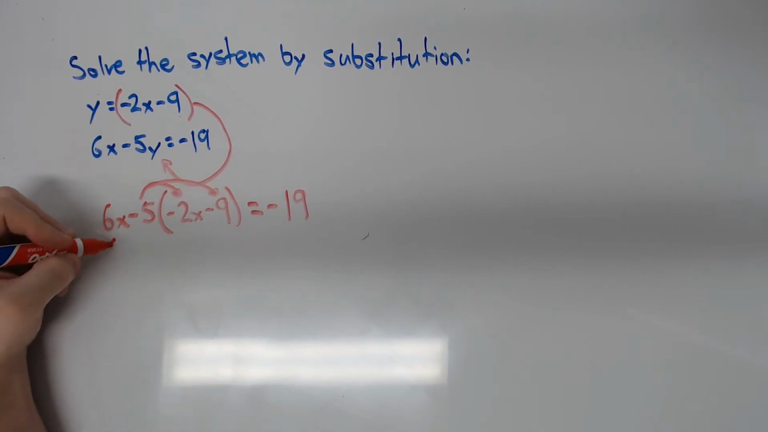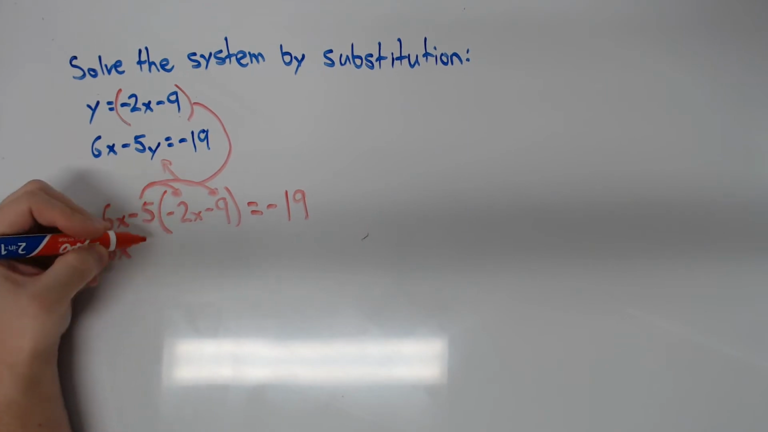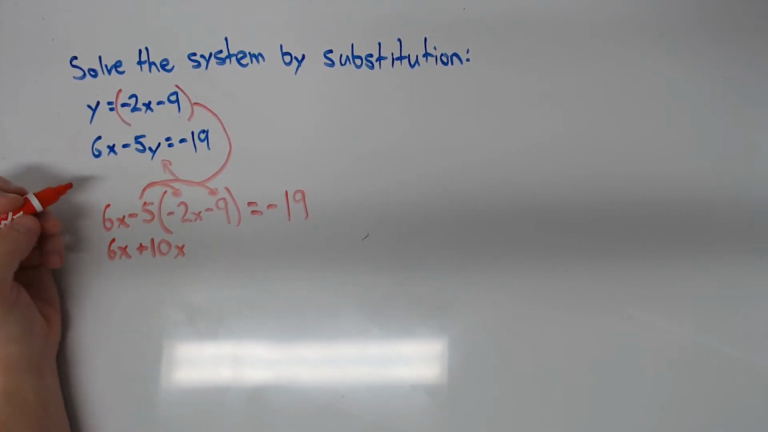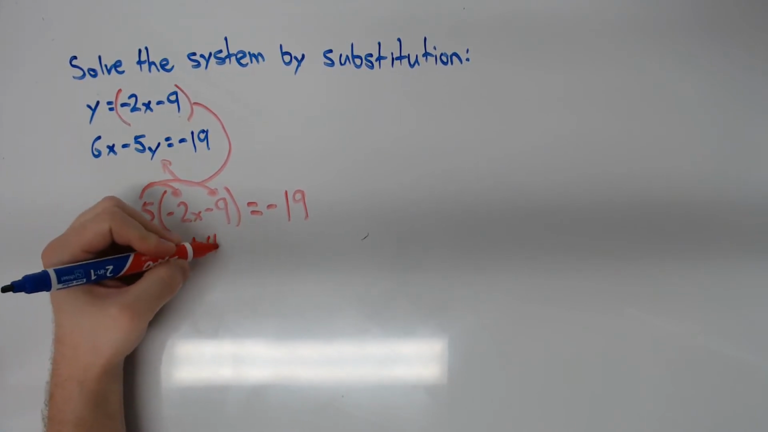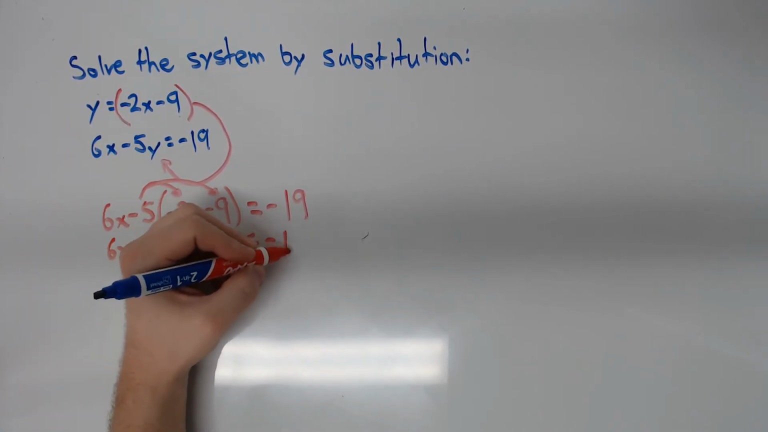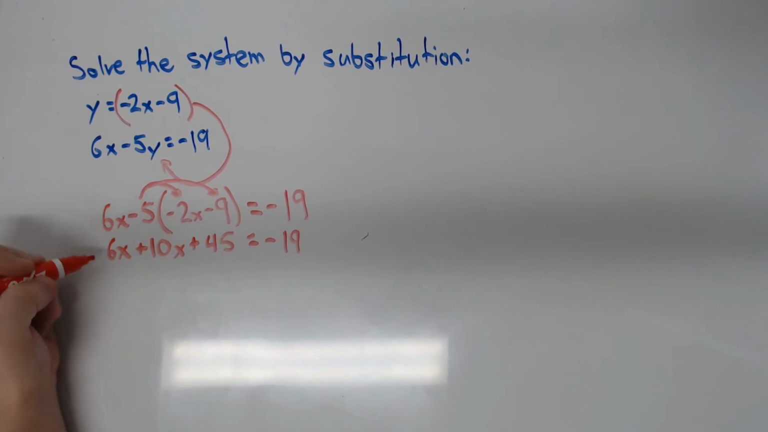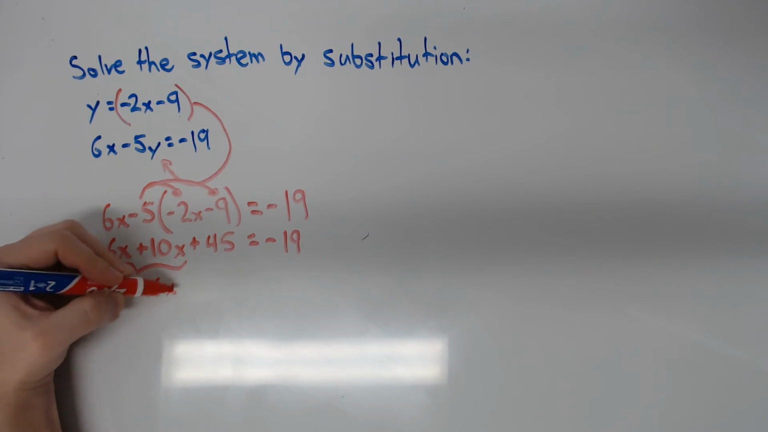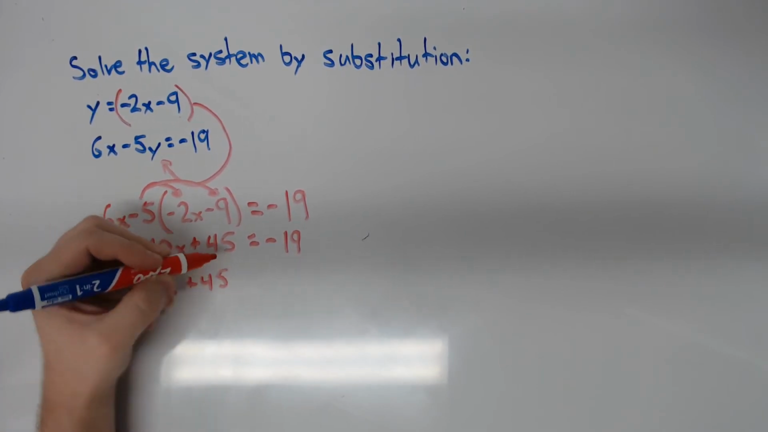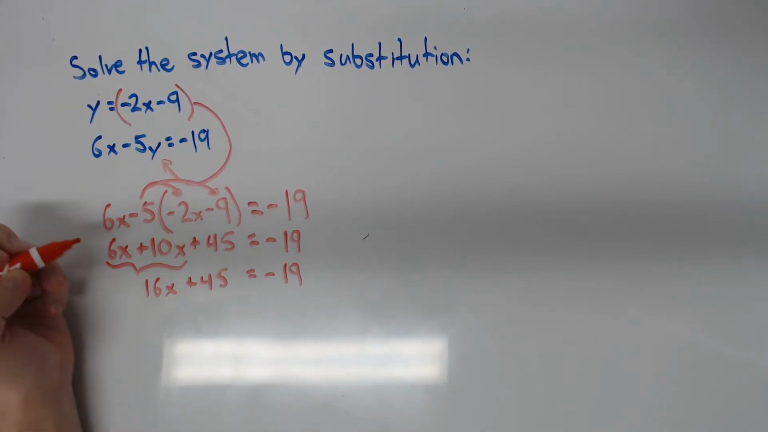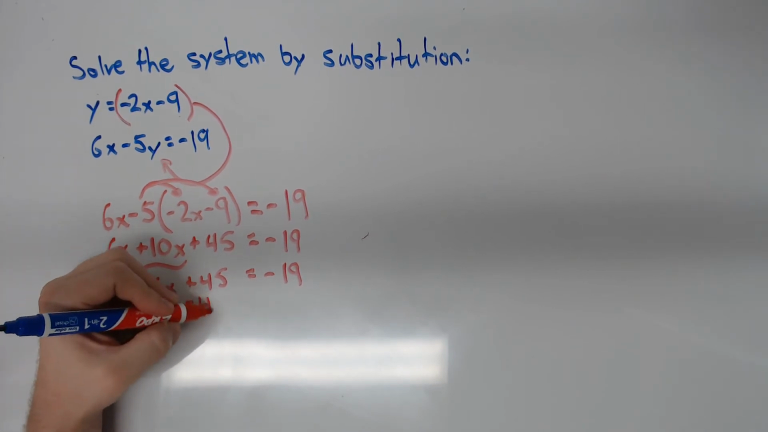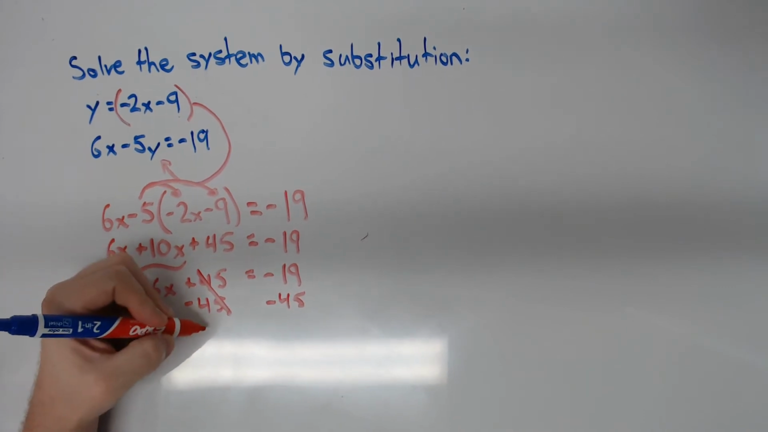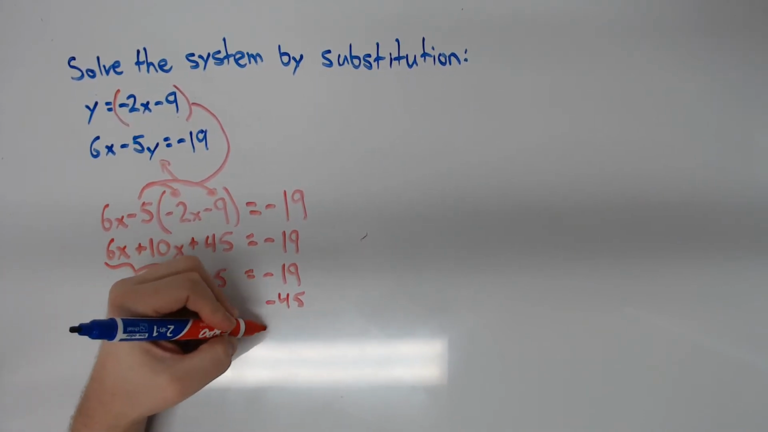So my first algebra step is distributing. -5 times -2 is +10, 10x. -5 times -9 is +45, plus 45 equals -19. 6x plus 10x are like terms, so I'll get 16x there. Plus 45 equals -19. I'm going to subtract 45 on each side. 16x equals -64.